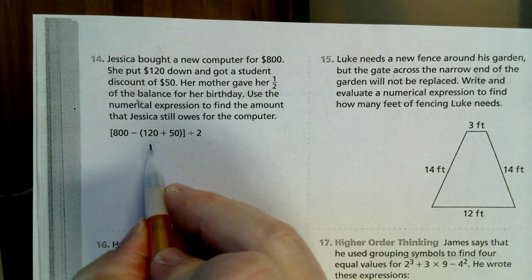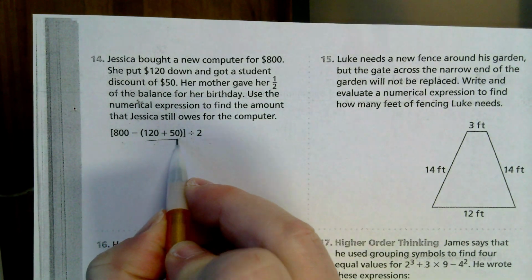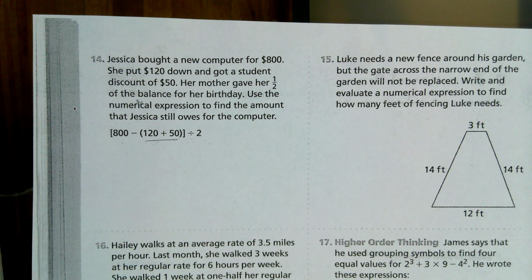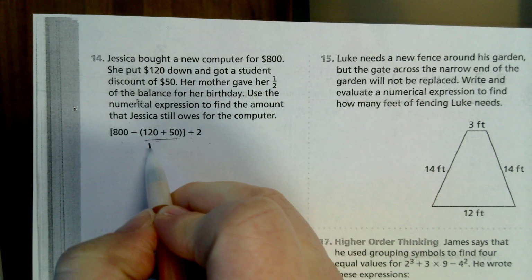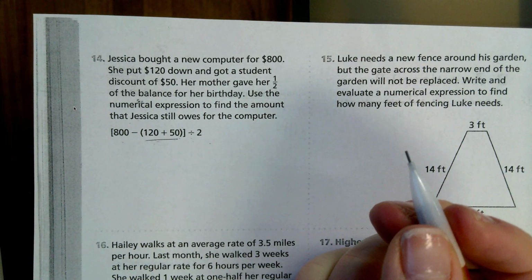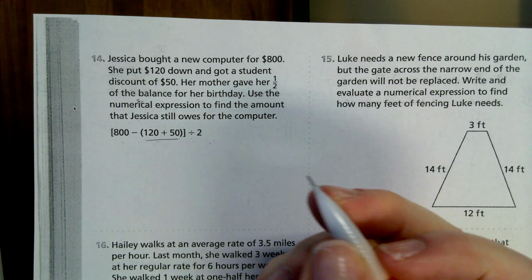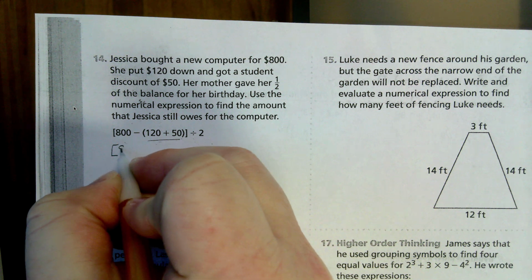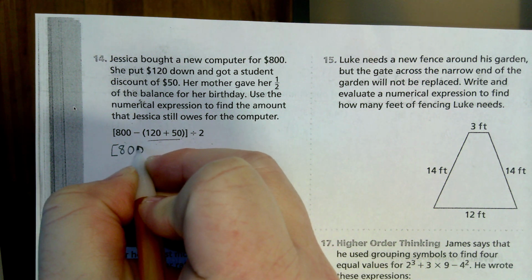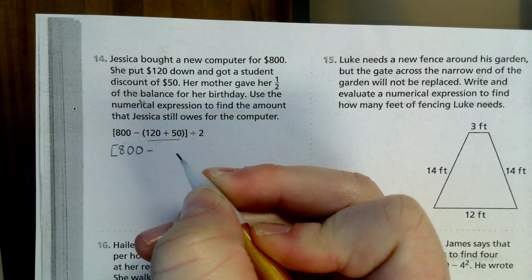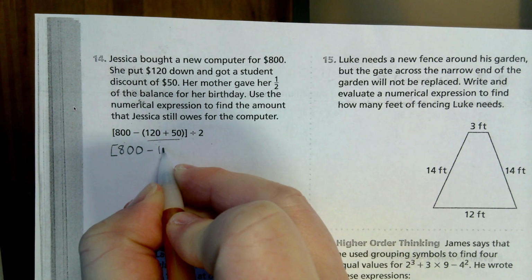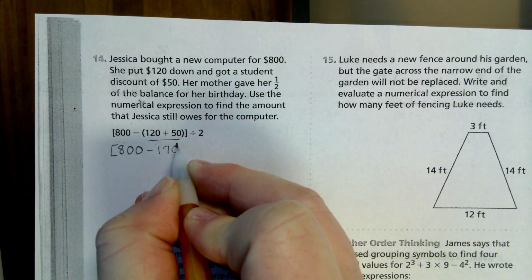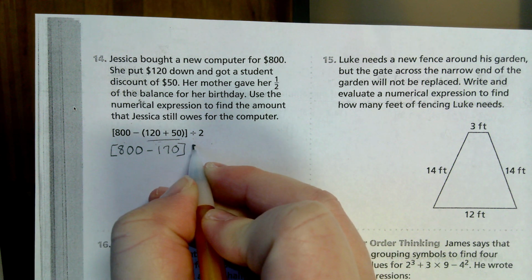Okay, so I'm going to underline 120 plus 50 because of order of operations, those notes you guys have out. We're not taking a test right now, so use those notes. Somebody tell me, what is 120 plus 50? Yes, ma'am? Okay, so watch what I'm going to do. I'm going to keep my bracket. I'm going to write 800 minus, and what did you say, 170? So I'm going to subtract 170, close those brackets again, and then add my divided by 2.